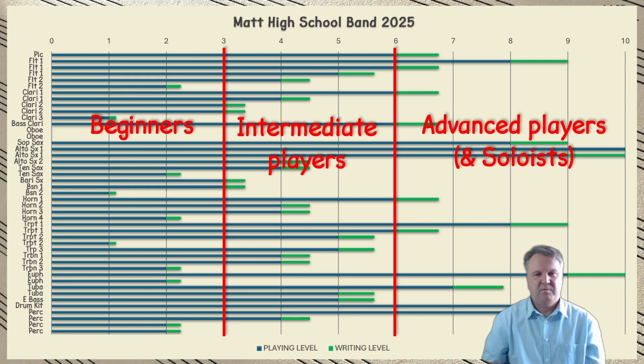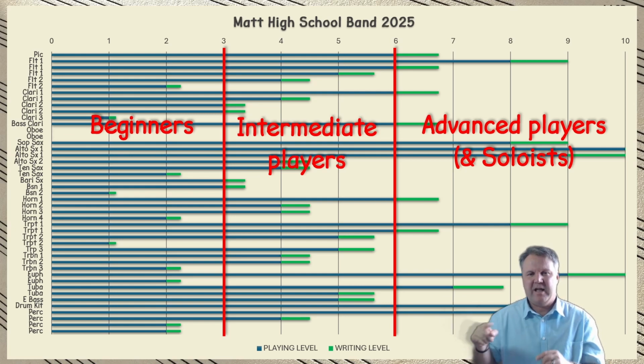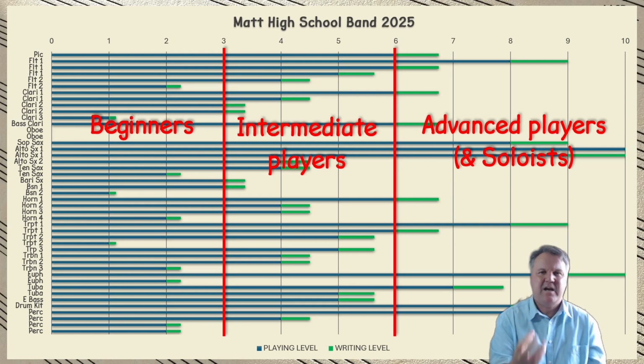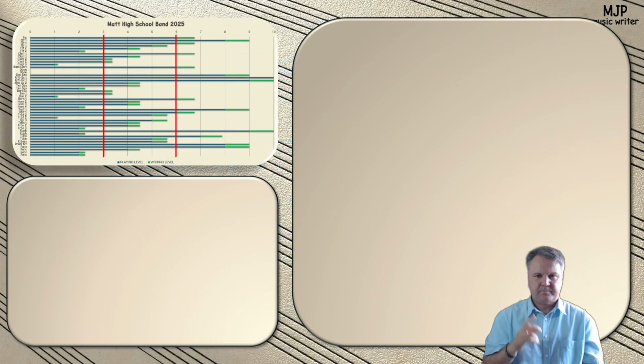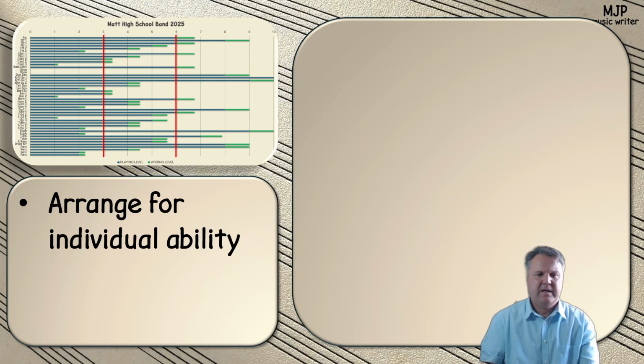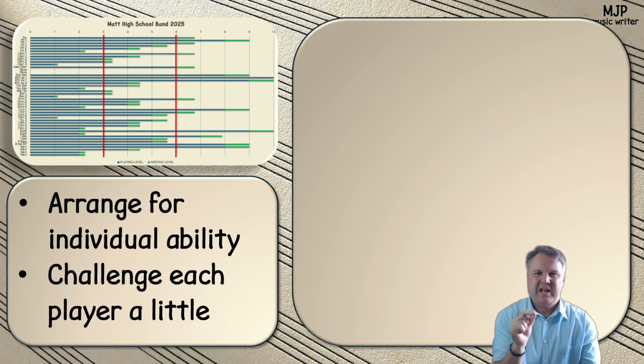You want your players to be challenged, because next year is going to end where the green line is now, the end of this year, and you can start at a higher level. You have the best sound you can have from your band or your orchestra. You understand what I'm doing? So let's just go through it very quickly. Step 1: arrange for individual ability. Then challenge each player a little. That's what the green parts were for.